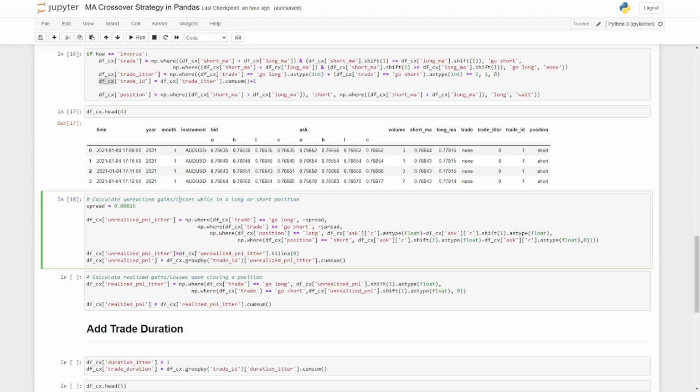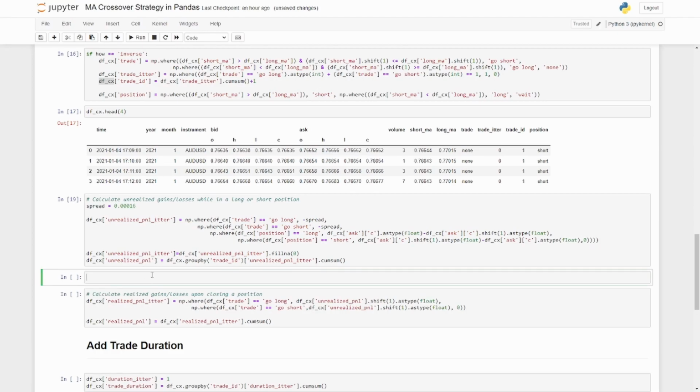So we have the spread. We're saying we're always going to have the spread. When we initialize a trade, it's always going to have this negative spread. So I have these NumPy where statements that I use to calculate: are we entering a trade? If so, minus the spread. If not, get the P&L, and this is just like an iter. I'm just going to show you how this works. It's a lot easier to show you with the data frame.